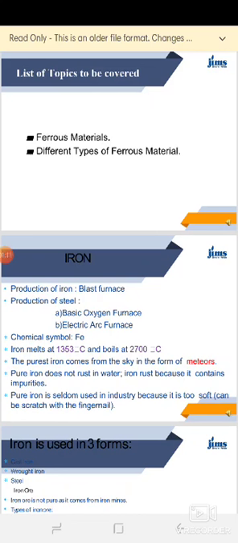Pure iron does not rust in water. Iron rusts because it contains impurities. This is an important point: the main cause of rusting of iron is that certain impurities are present in the iron. For that reason iron rusts, but the purest form of iron never rusts. But the purest form of iron is not available anywhere. So the iron we use in our day-to-day life will rust in the coming time.